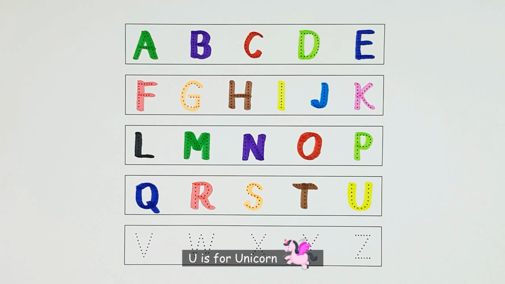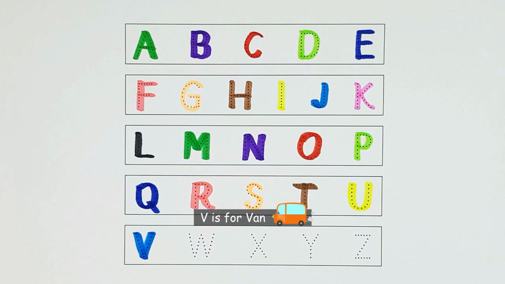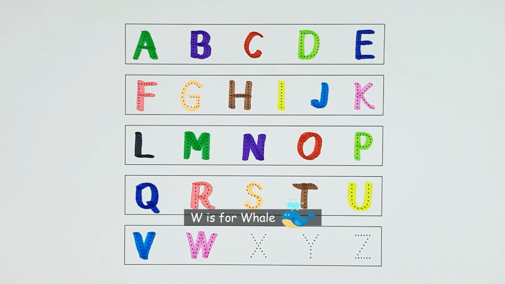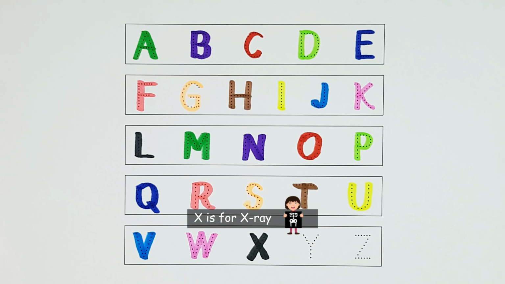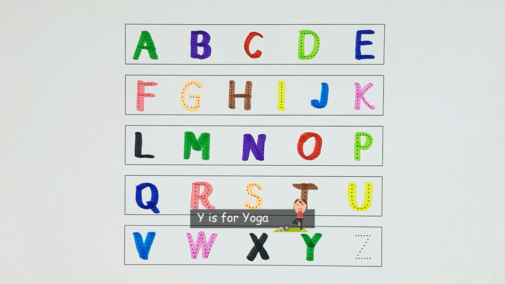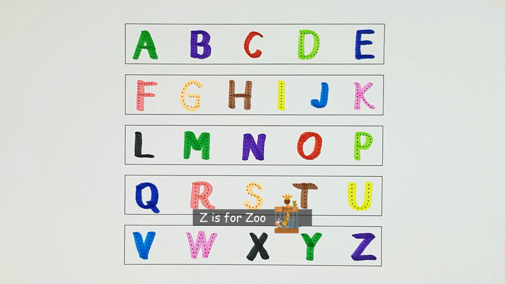U, U is for unicorn, U. V, V is for van, V. W, W is for whale, W. X, X is for x-ray, X. Y, Y is for yoga, Y. Z, Z is for zoo, Z.